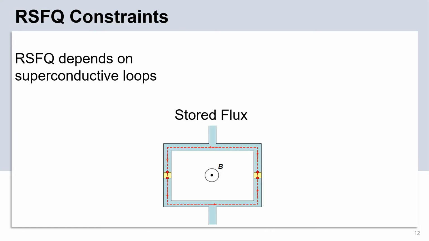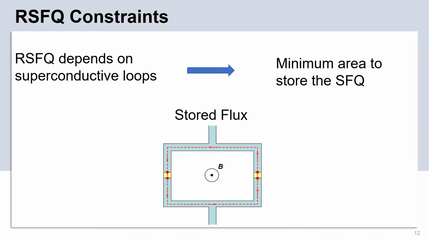RSFQ depends heavily on superconductive loops, so it can store the SFQ in them. Each loop has to have a minimum area so it can store the SFQ, because the flux is equal to the magnetic field times the area. If we don't want a large magnetic field, we need a minimum area to limit the magnetic field. And if each loop has to have a minimum area, then we have a scaling problem, because we can't make our circuits smaller.